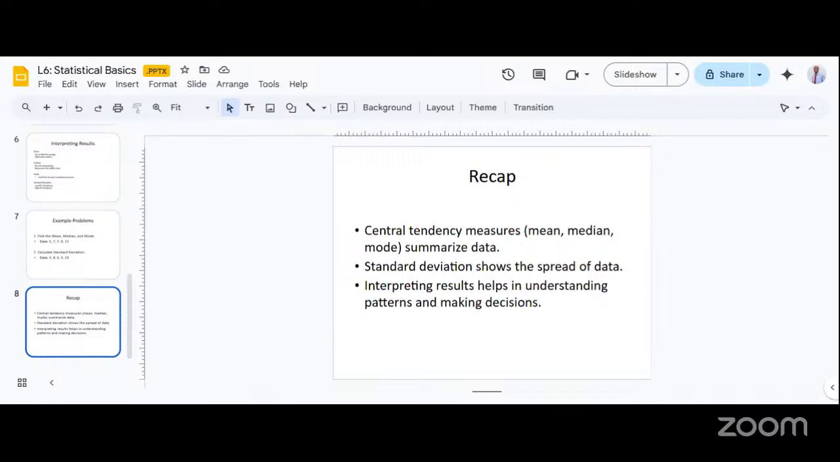So that means that by using central tendency measures to identify patterns and using standard deviation to interpret those patterns, we can also make important decisions that can be helpful for either an organization or even a business that is for profit. So this is why these basic statistics concepts and principles are very important. They also help us in our analysis.